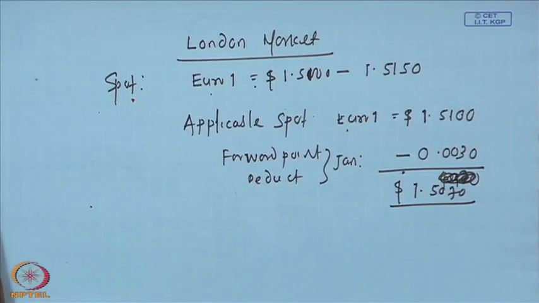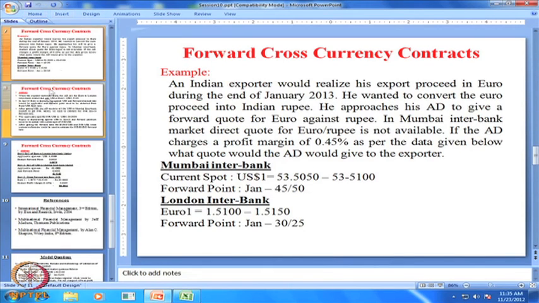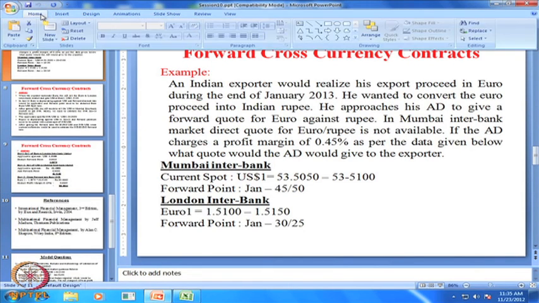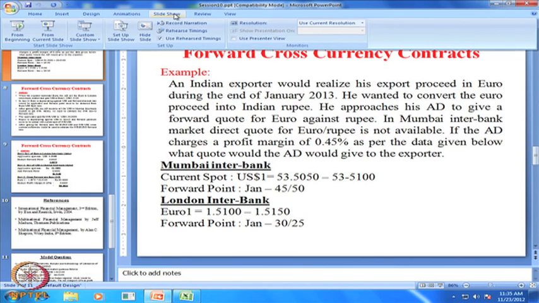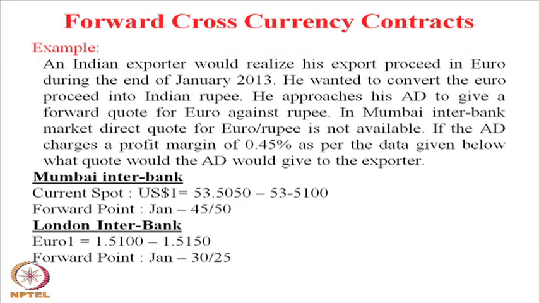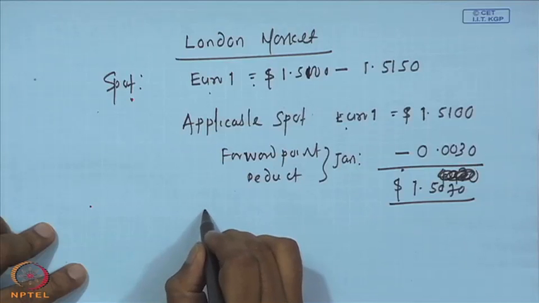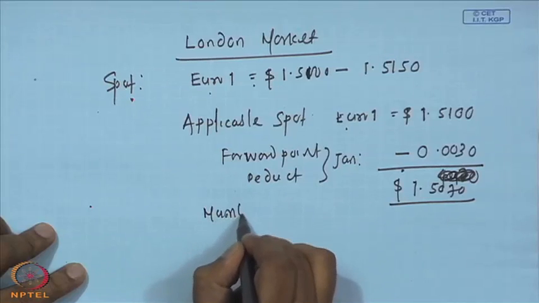Now, once I got the dollar, what am I supposed to do? I will sell the dollar in the interbank market of India. So, I have to sell the dollar in the interbank market of India. So, I will be getting rupee. Now come to the Indian market, that is the Bombay interbank market.